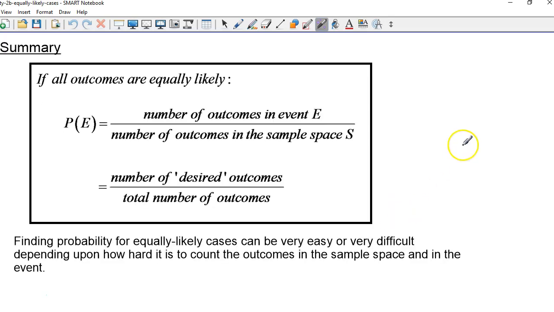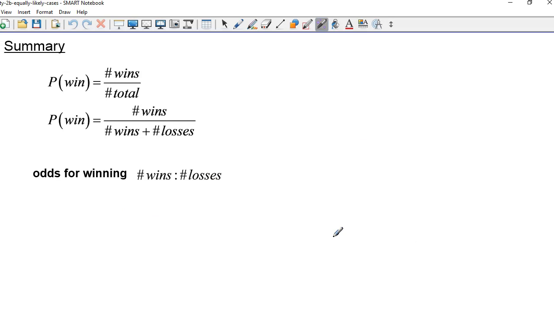Okay, to summarize what we covered in the video, first of all, we said if all outcomes are equally likely, then the probability is always going to be the number of outcomes in the event space divided by the number of outcomes in the sample space, which you can think of as the number of desired outcomes divided by the total number. And finding probability for equally likely cases can either be very easy or very difficult, just depends on how hard it is to count. And then for odds and winning, the probability is the number of wins over the total number, but the odds for winning is the number of wins to the number of losses. So you have to figure out the number of losses.